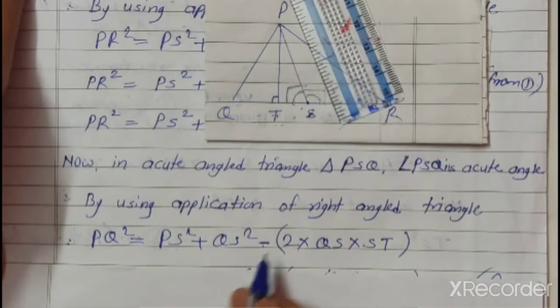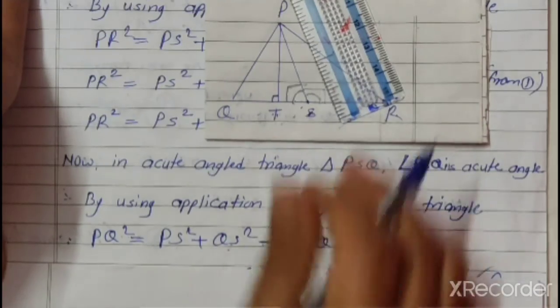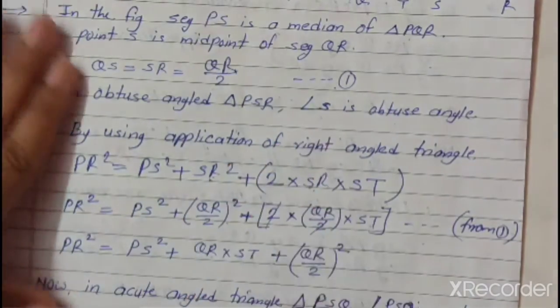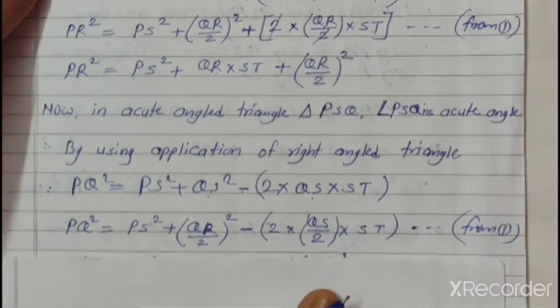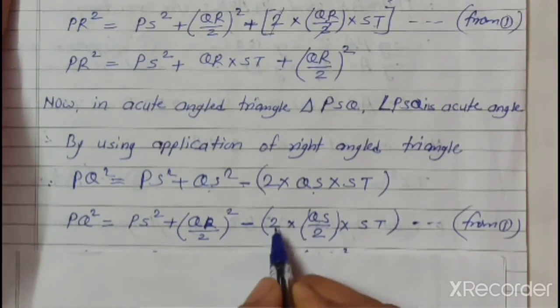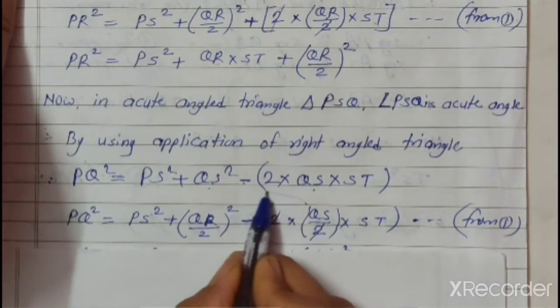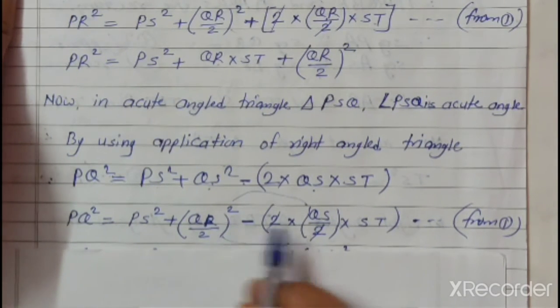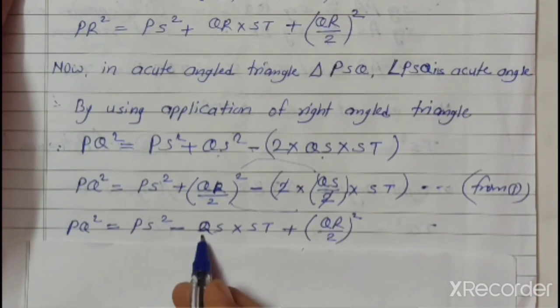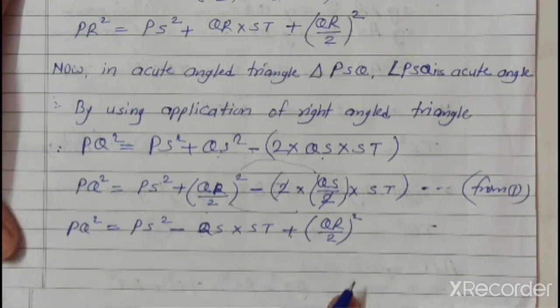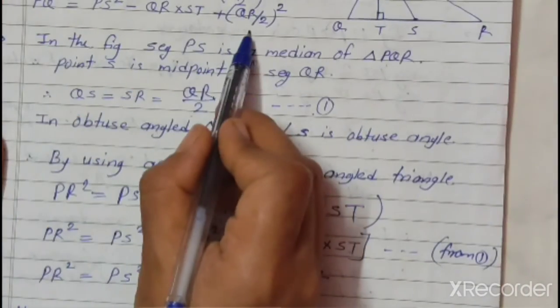So again I am changing this SQ to QR by 2 from equation 1. After substitution you will get this step. 2 and 2 will get cancelled, and the remaining terms I am just again exchanging, the second and third term. So PQ square is equal to PS square minus QR into ST plus QR by 2 bracket square. So our second statement is proved.